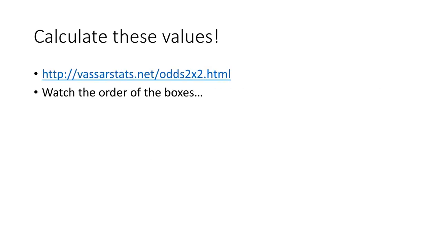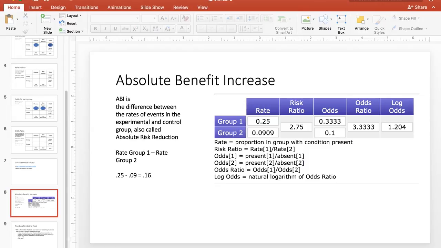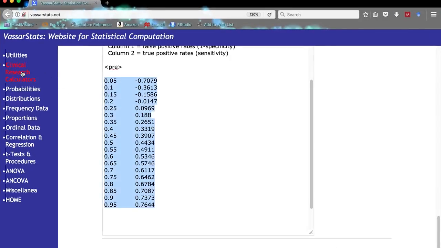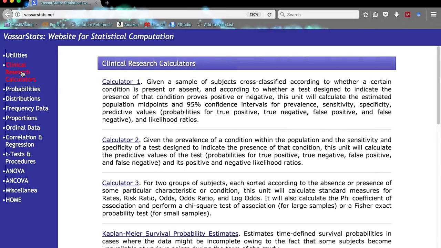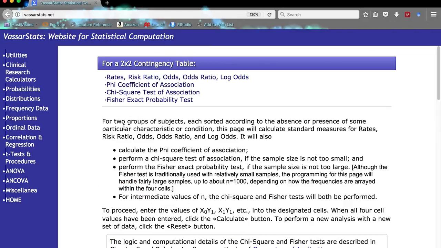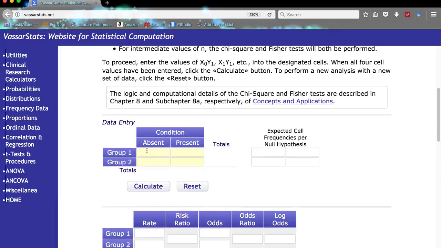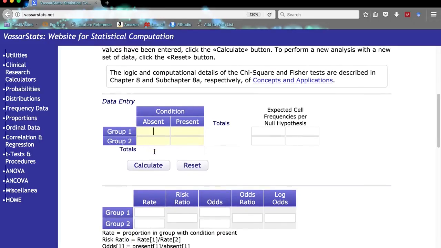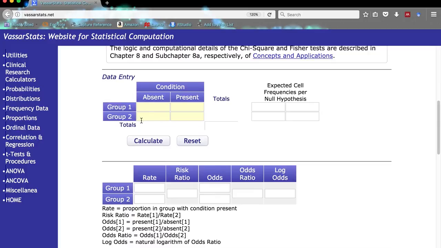So we can calculate these values, and again we have to be careful about the order of the boxes. Alright, so let me hit escape here. We're going to go back to VassarStats, click on clinical research calculators, or you can use that link to go there directly, and it's actually calculator number 3 this time. And so it explains a lot of that stuff up here, but we've got our condition here, absent and then present. So depending on the way that you want to order your boxes, I did present and then absent.